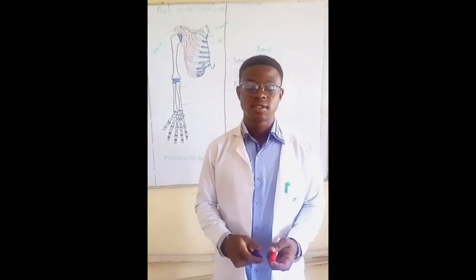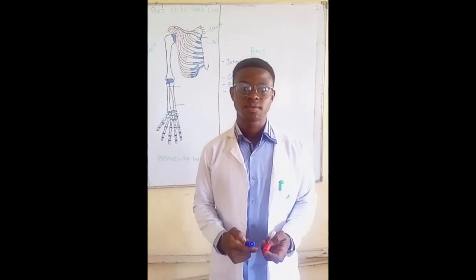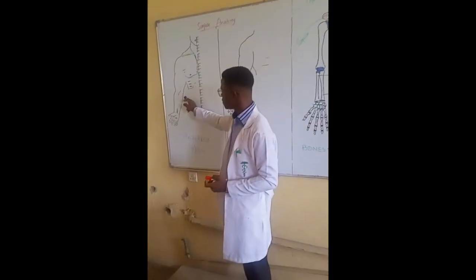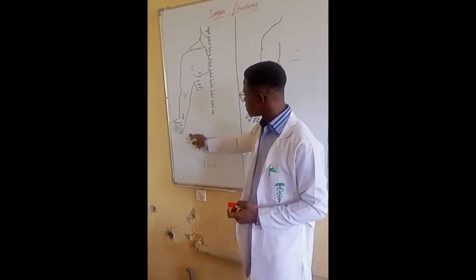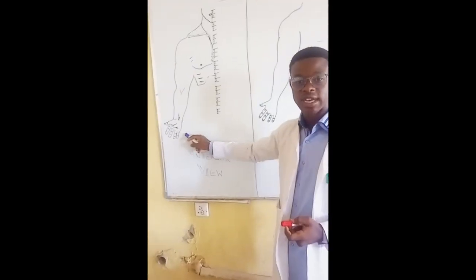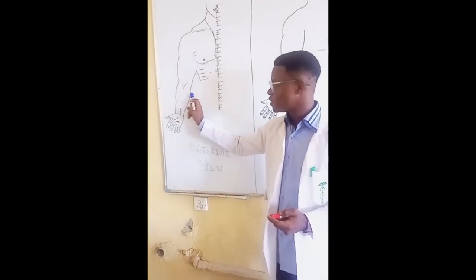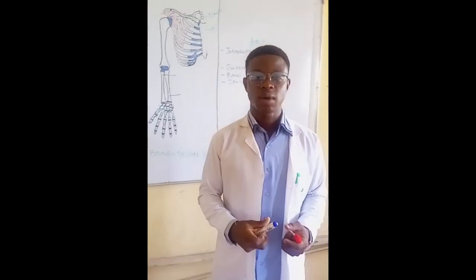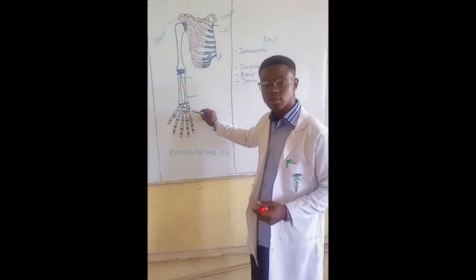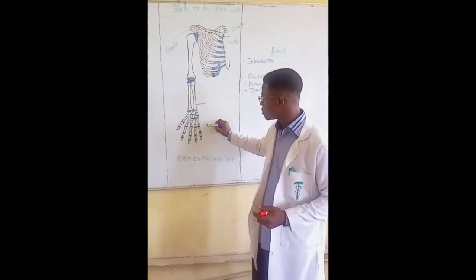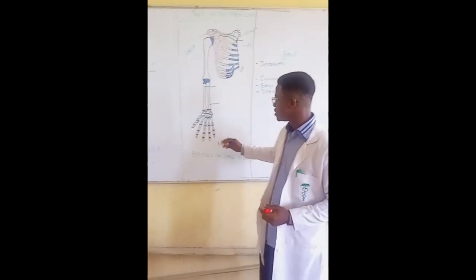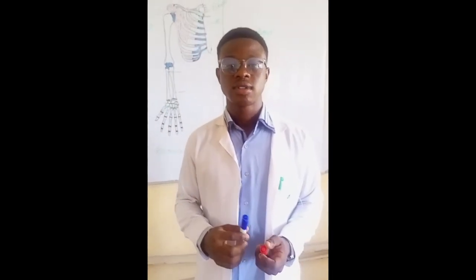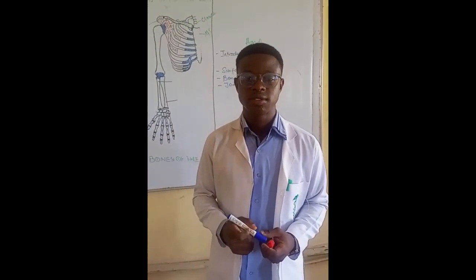The hand is a distal free part of the upper limb. It is distal to the forearm. This is the forearm. So the next segment or part of the upper limb is the hand. That's why it's distal to the forearm, while the forearm is proximal to the hand. The hand is made up of the carpal bones, the metacarpal bones, and the phalanges. The hand consists of the palm, the dorsum, and the wrist.